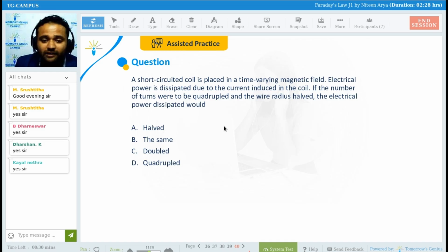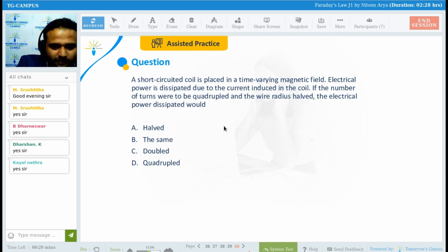A short circuit coil is placed in a time varying magnetic field. Electric power is dissipated due to the electric current induced in the coil. If the number of turns were quadrupled and the wire radius halved, the electric power dissipated would be? Nice one. Find this.